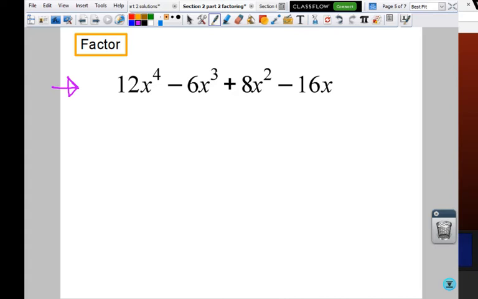On your own, on your paper, find the greatest common factor and factor it out. If you can find the greatest common factor just by looking at it, that's fine. You don't have to make your lists. I'm not going to require that, because on some of these they get pretty easy, so you don't have to do the whole thing.